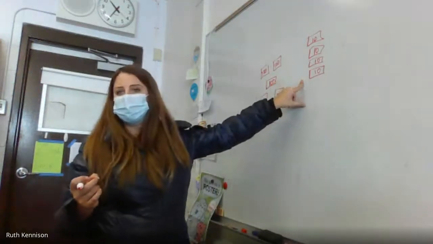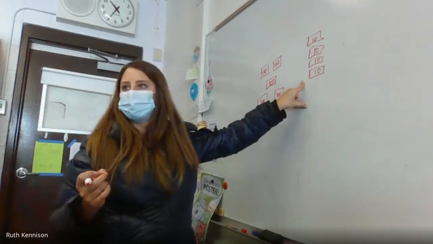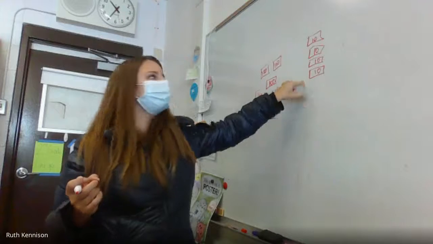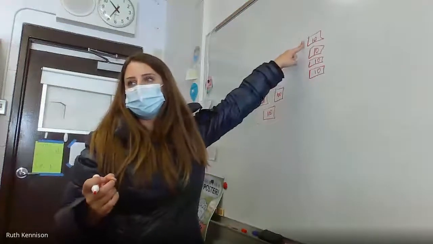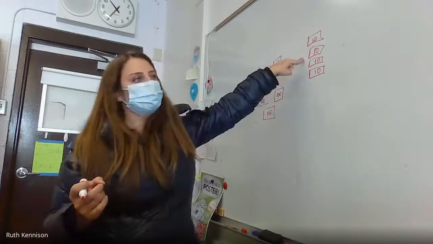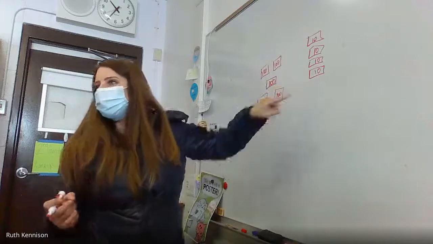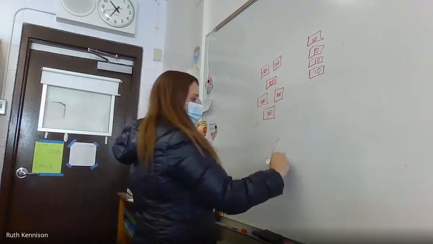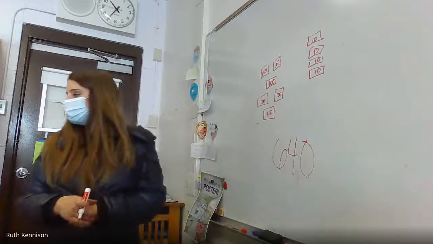And how many tens do I have? 4 tens. So how much is 4 tens? Count by tens. 10, so I have 640. Right? 640.